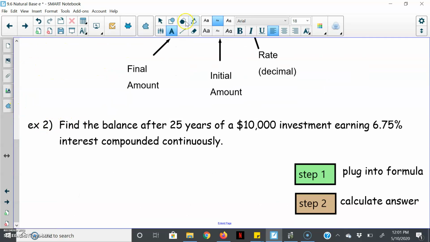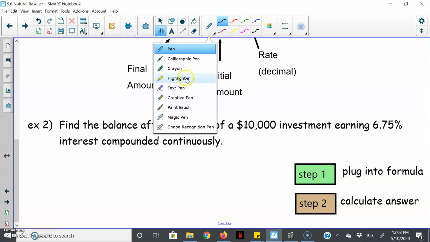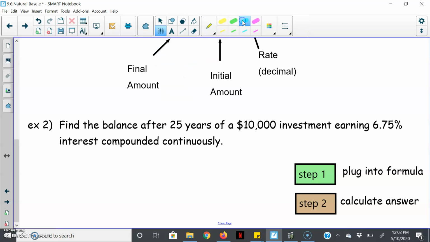So number 2 is saying, hey, find the balance after 25 years of a $10,000 investment earning 6.75% interest compounded continuously. All right, so we are going to highlight a couple things. I'm going to highlight blue this time. When we see the word compounded continuously, that means we have to use PERT. Okay, 25 years, starting off $10,000 and a 6.75% rate.